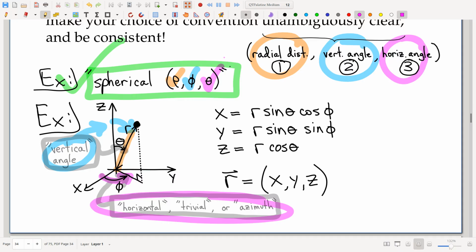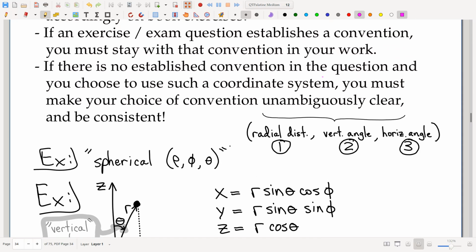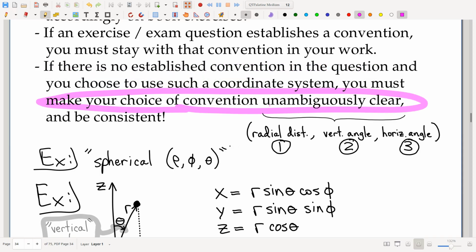How are we doing? Is everybody on board? All right. So a little bit annoying, but ultimately, I think not such a big deal. Is everybody good? Okay. Yeah. So you can do whatever as long as you define it, if there is no established convention in the question, that's right. If you're the one that decides to use spherical coordinates, or if the question says use spherical coordinates but doesn't give any indication of the convention, then yes, you get to decide. But again, you have to be unambiguously clear.